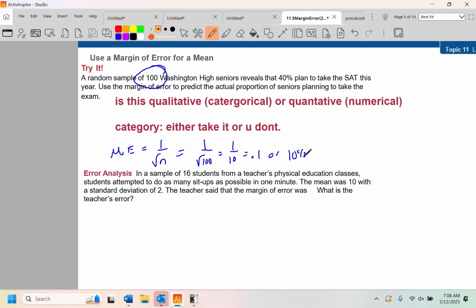A random sample of 100 Washington High School seniors reveals that 40% plan to take the SAT this year. Use the margin of error to predict the actual proportion of seniors planning to take the exam. So my confidence interval would have 40% minus 10%, and 40% plus 10%. So it would be 30% to, sorry, not 40, 50%.